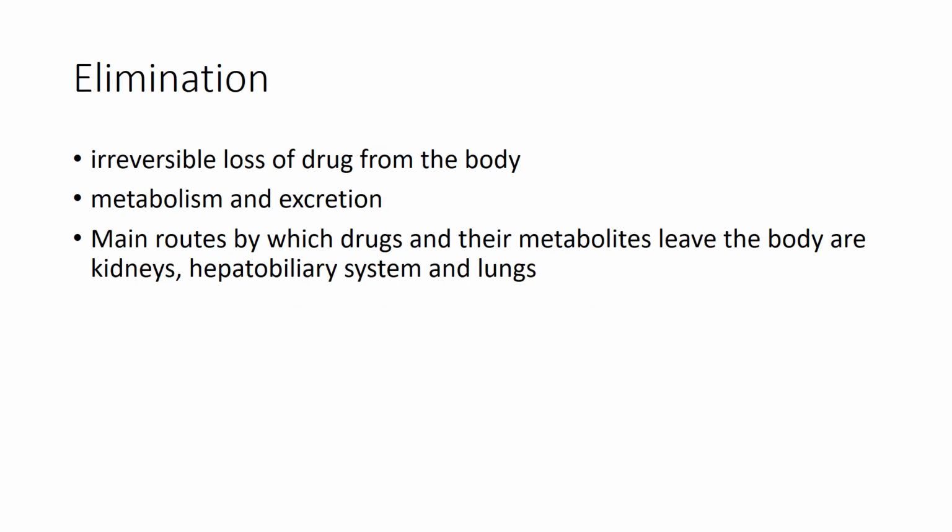Elimination is an irreversible loss of drug from the body. It occurs by two processes, metabolism and excretion. Excretion involves loss of chemically unchanged drug, whereas metabolism is conversion of one chemical entity to another. Main routes by which drugs and their metabolites leave the body are kidneys, hepatobiliary system, and lungs. Lungs are important for gaseous anesthetics. Most drugs leave the body in urine, either unchanged or as polar metabolites. Here the kidneys are a crucial route.